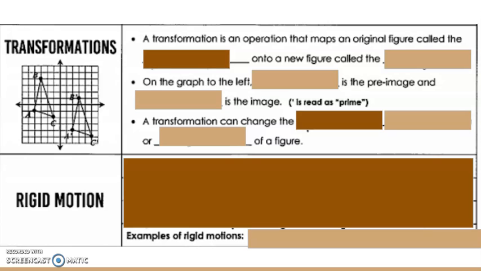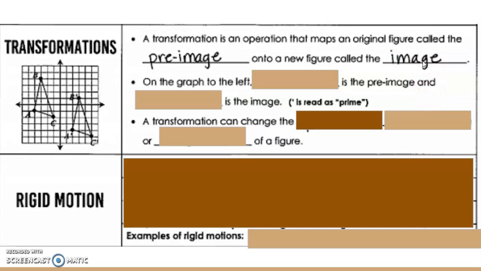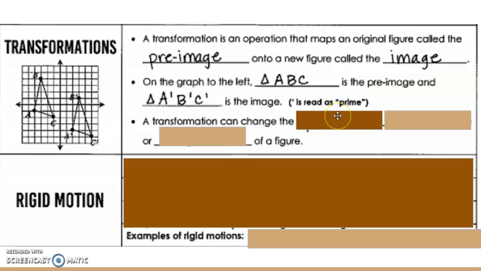When we have a transformation, that is an operation that maps an original figure called the pre-image onto a new figure called the image. So pre-image is the old one, image is the new one. When we look at the graph to the left, we have 2 different triangles. Triangle ABC is the pre-image, and then triangle A prime, B prime, C prime is the image. So that little dash in the corner is read as prime. And that's so we know, when we're looking at a graph, the difference between the pre-image and the image.